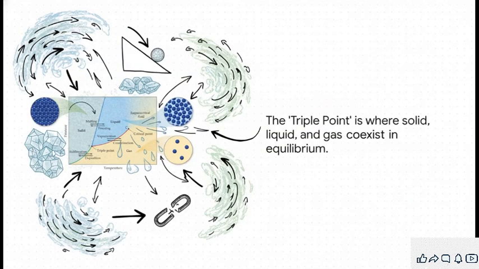And that brings us to something that is truly weird and wonderful, the triple point. It's this one single, unique combination of temperature and pressure where all three phases, solid, liquid, and gas, can all exist together at the same time in perfect harmony. It is a point of perfect three-way balance.